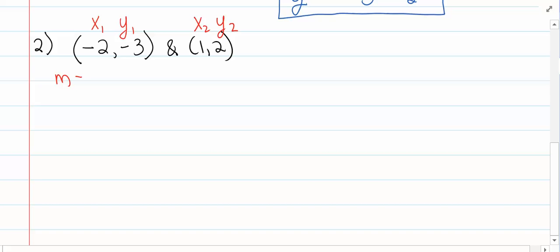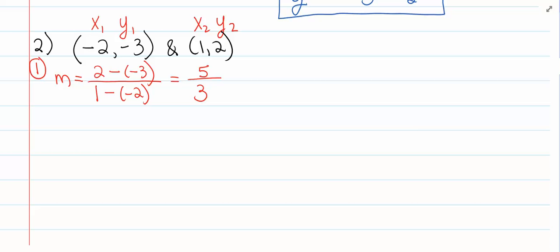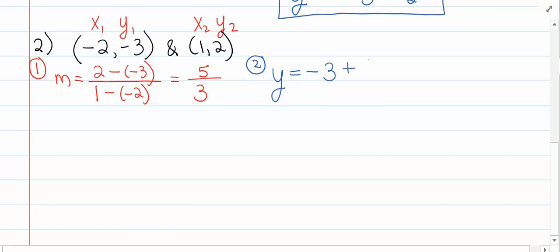You want to find your slope, so it's going to be 2 minus -3 over 1 minus -2. On the top you're going to have 5, on the bottom you're going to have 3, and that's your slope, so that's your first step. Alright, next let's put in point slope, so y equals y1, which is -3, plus my slope, which is 5/3, times x minus -2, which is really like plus 2.